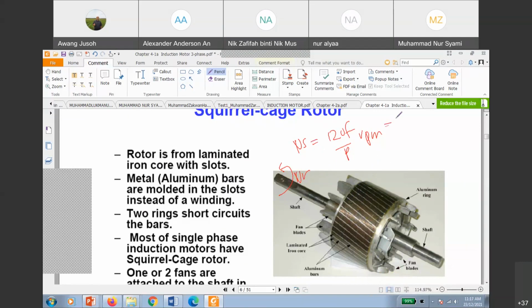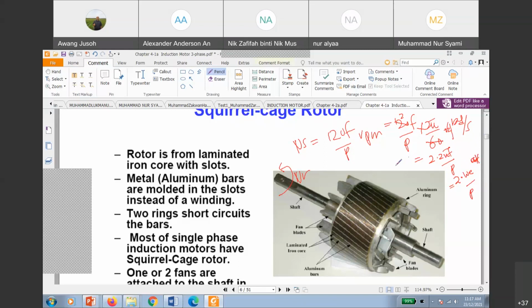So ns equals 120f divided by p. If you want to get it in radian per second, just multiply by 2 pi over 60. Then you get the unit in radian per second. That's how you change the unit. You just divide 60 by this and you get 2. So you get 2 pi f divided by p, which equals 2 omega e over p. So this is the synchronous speed in radian per second. Omega e is 2 pi f, and p is the number of poles.